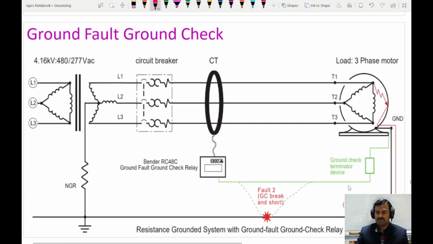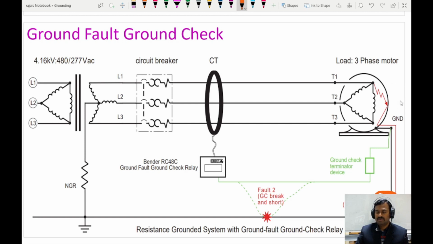This ground fault ground check device is required to monitor whether the conductor from the equipment to the ground is intact or not. Why do we need to check this? If this is open, what will happen? If this path is open as shown here, it becomes like an ungrounded system on the load side, and because of this, high potential will be there in case of fault.